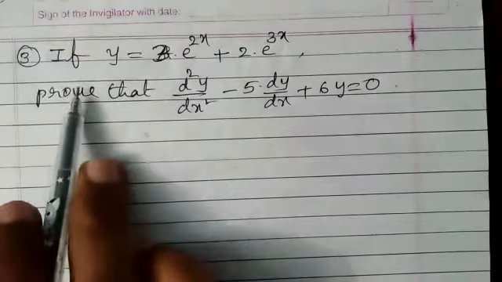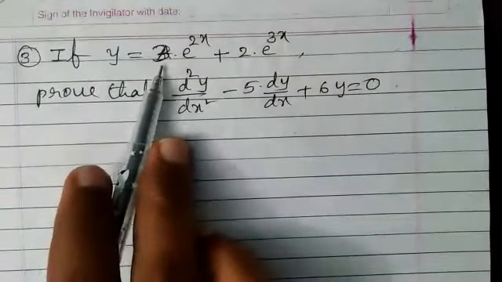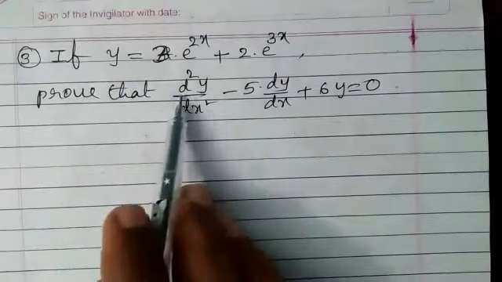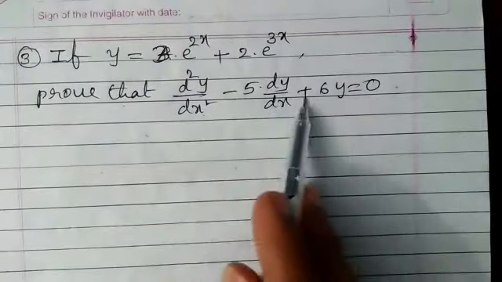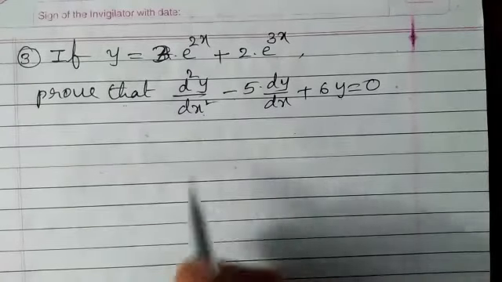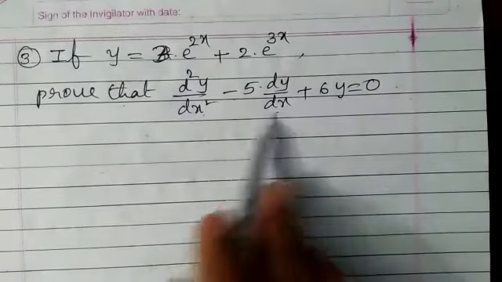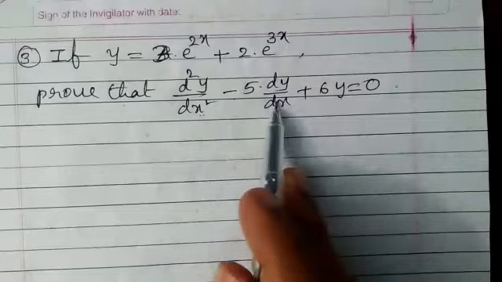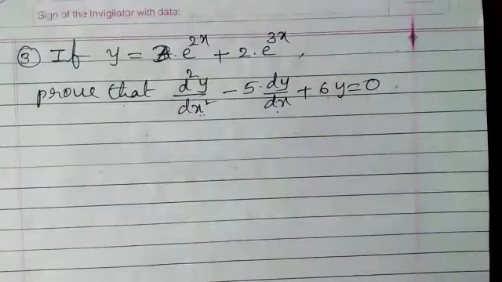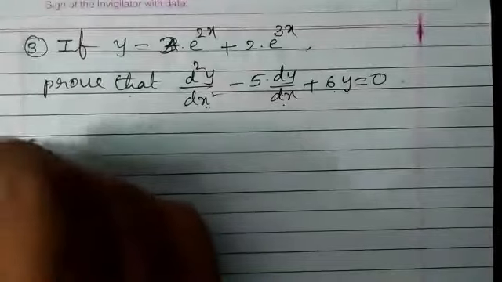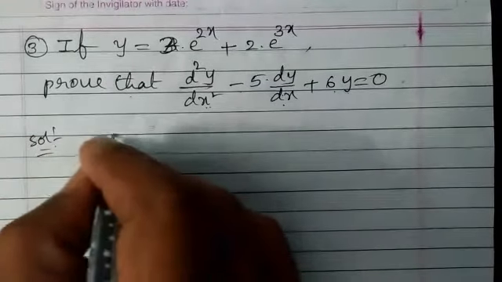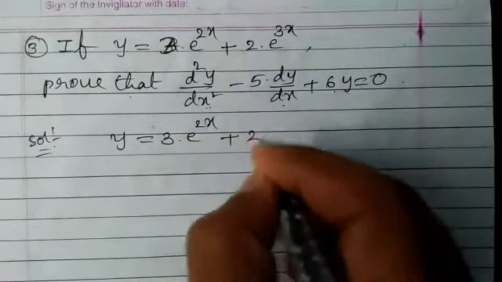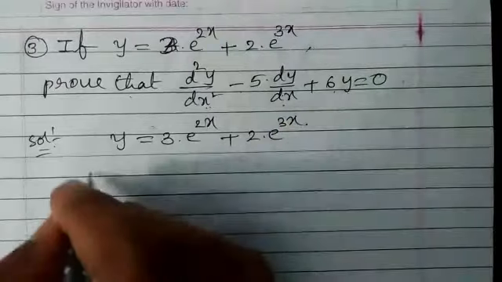Next, third model, that is the third example also. y is equal to 3 into e power 2x plus 2 into e power 3x. And he is asking to prove that d square y by dx square minus 5 into dy by dx plus 6 into y is equal to 0. That means calculate dy by dx and d square y by dx square, take the LHS part and substitute in this. You have to show it is 0. Like that you can solve it. So now solve it. Our given problem is y is equal to 3 into e power 2x plus 2 into e power 3x.